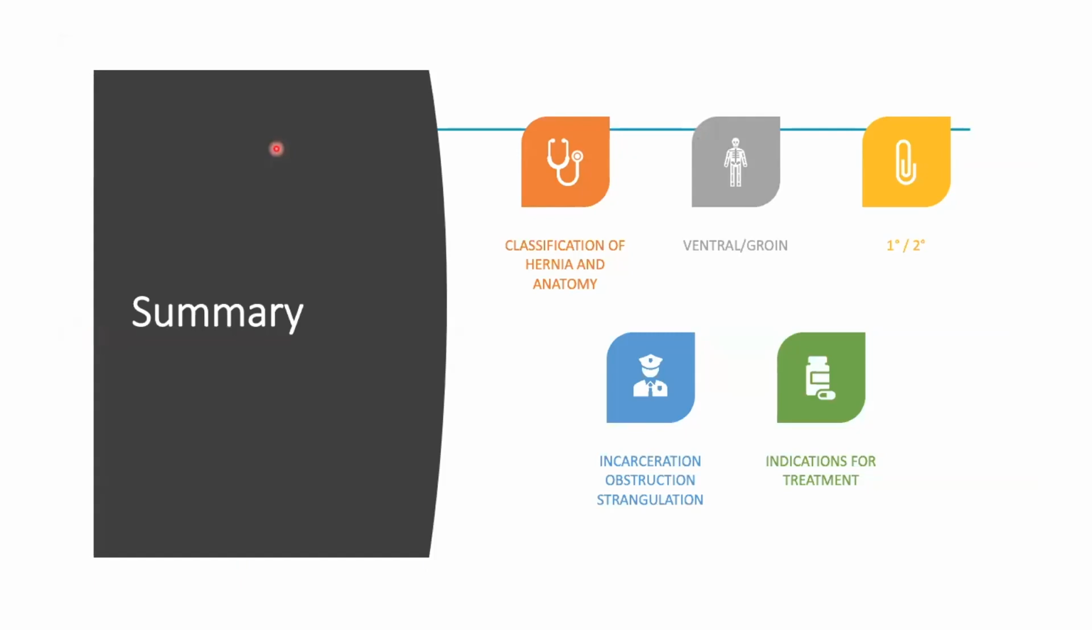So to finish off, to summarize everybody, we've discussed classification of hernia and hernia anatomy. We've talked principally about ventral or anterior abdominal wall hernia and groin hernia. Primary and secondary hernia. We talked briefly about what the important complications are, namely incarceration, obstruction, and strangulation, and briefly indication for treatment and some types of treatment. And that is it. Thank you.